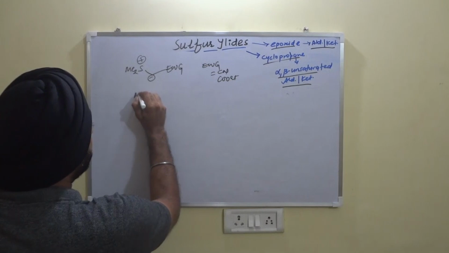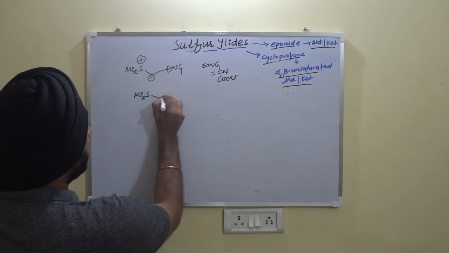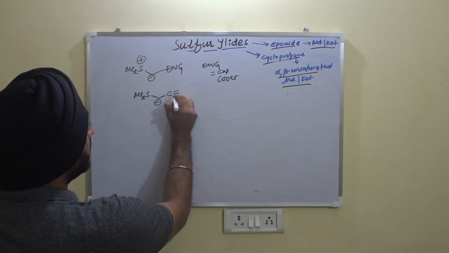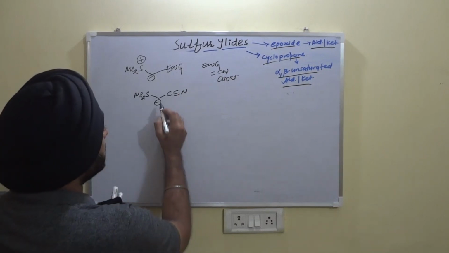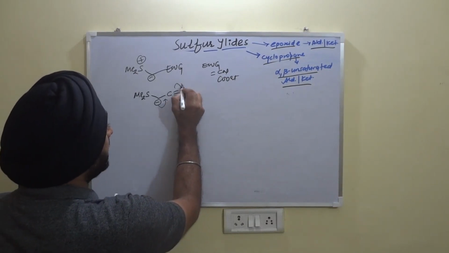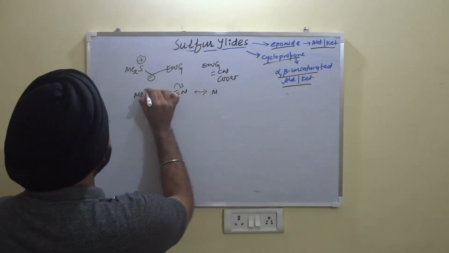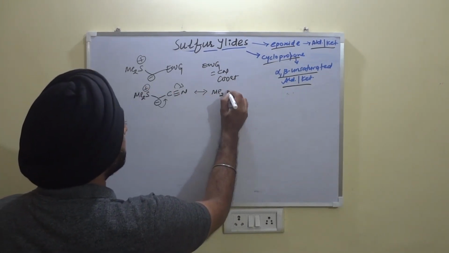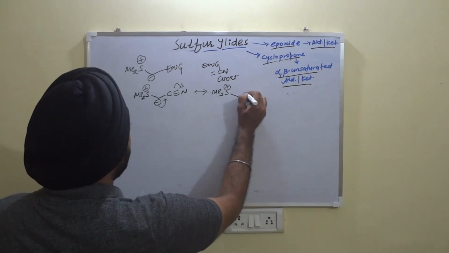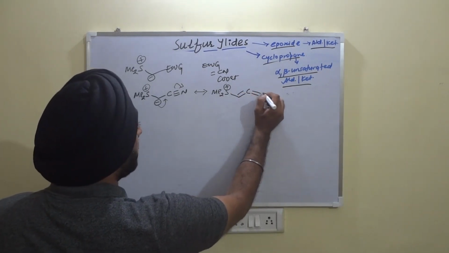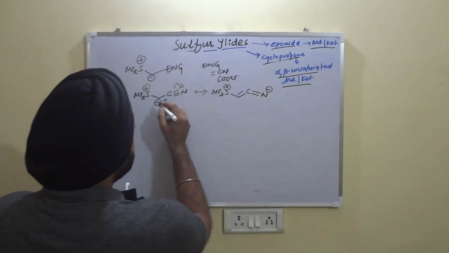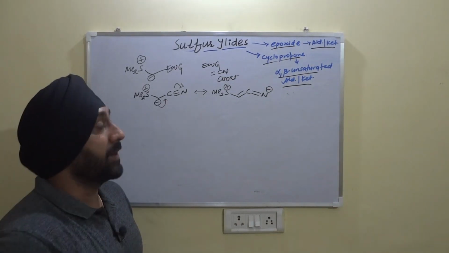Let us suppose I have taken a cyano group. Now this negative charge can undergo conjugation with the cyano group, which results in the formation of this resonating species, as a result of which this negative charge can be stabilized.